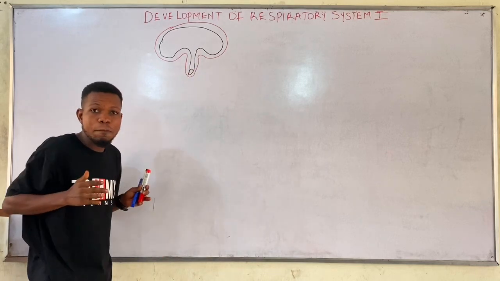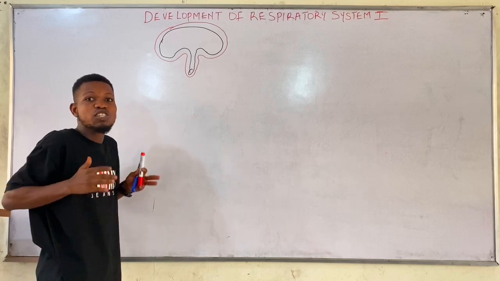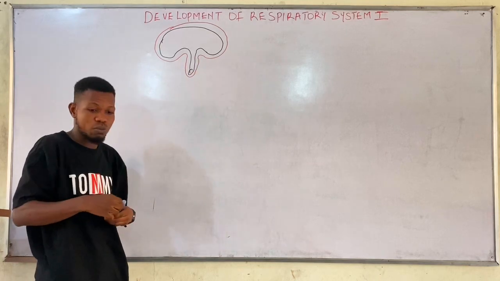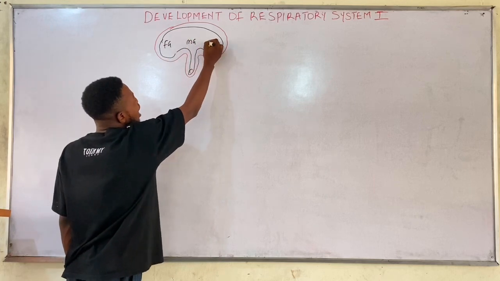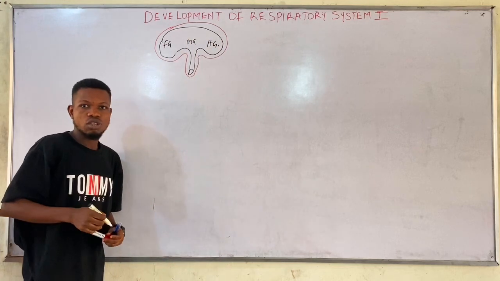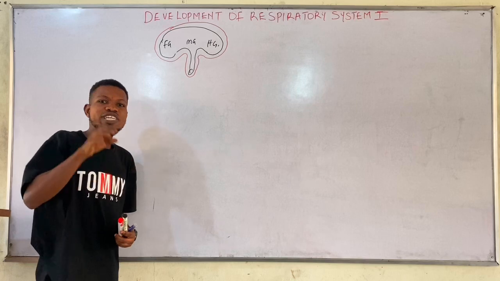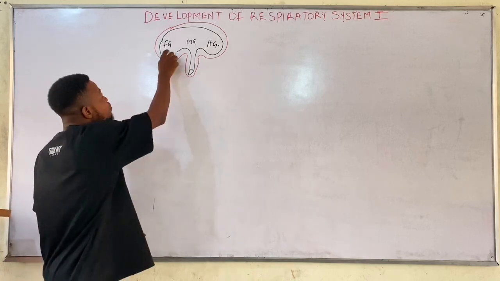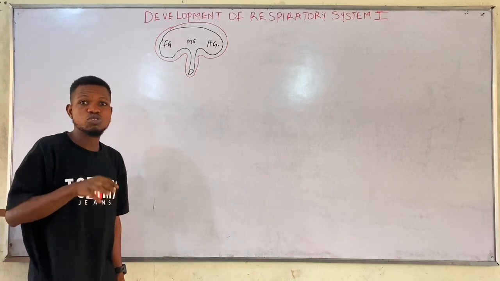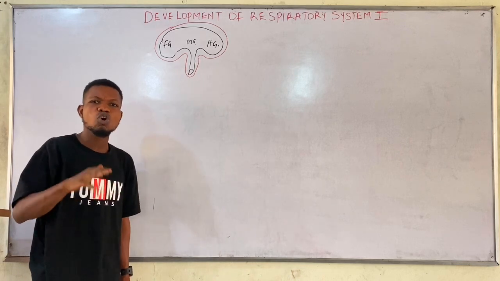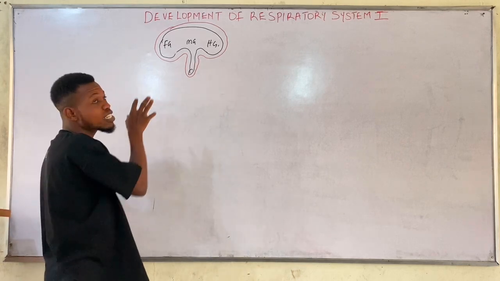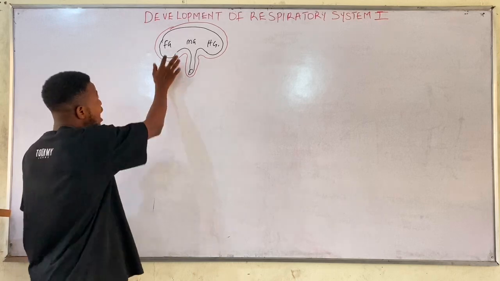If you remember, when part of the yolk sac is incorporated into the embryo, that's when the gut tube is formed. So this place here is the foregut, this place here is the midgut, and this place here is the hindgut. But which gut tube will give rise to the respiratory system? It is the foregut. The mesoderm is just giving rise to the muscle, connective tissue, and cartilage of the respiratory system. Now let's look at the foregut.